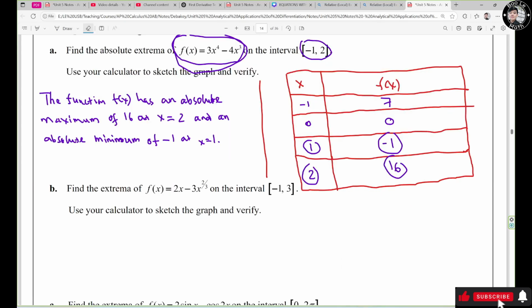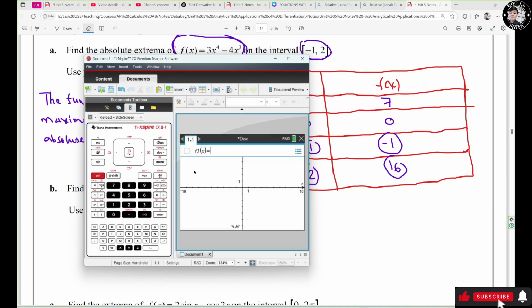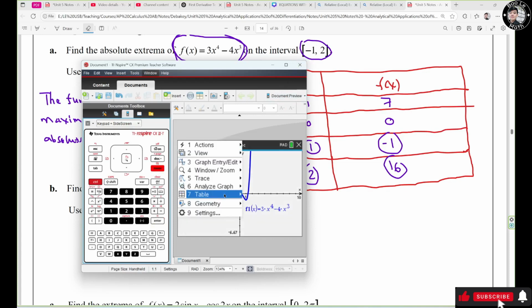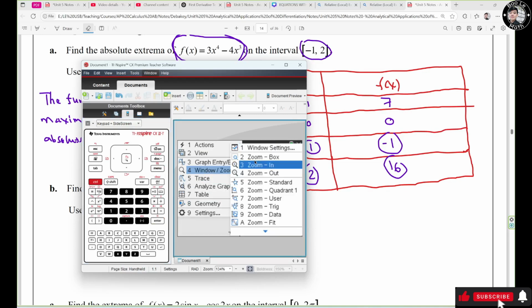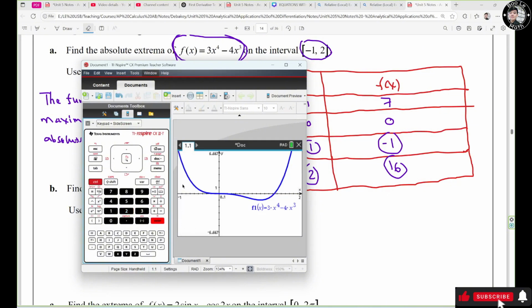We're going to use the calculator to check our work. Bring up the calculator and graphs right here. Input the function, then hit enter. It's going to be right here. Now you need to restrict the domain to -1 and 2. So you're going to hit menu, window settings right here. It should be -1 and 2 for the x values, and hit enter. It's going to be right here.